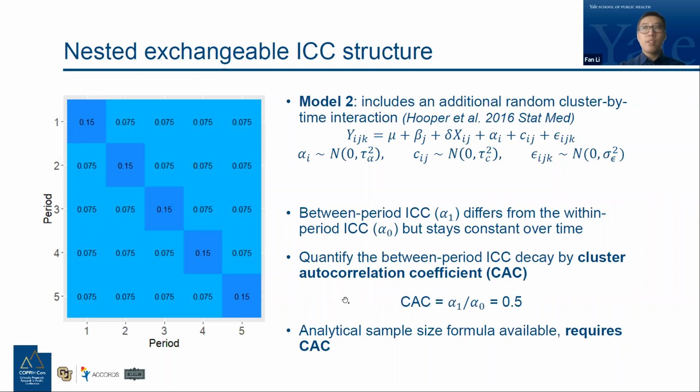A useful concept to quantify the between period ICC decay is called the cluster autocorrelation coefficient, the CAC, which is the ratio of alpha 1 over alpha 0. In the example we give, it's literally 0.5, indicating that we have assumed that the between period ICC will be half of the within period ICC to allow for that decay. Again, because of the simple structure of this model, analytical sample size formulas have been derived to facilitate power calculation, but that requires the input of the CAC in addition to the within period ICC.